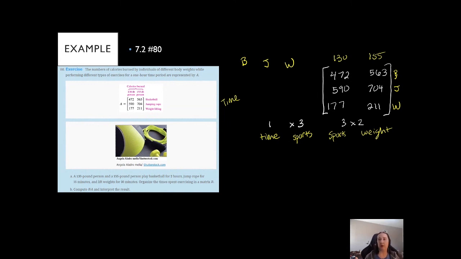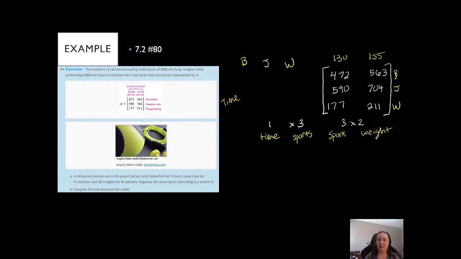Now notice we have different units here. So 2 hours, 15 minutes, 30 minutes. So we have to make sure they're all in the same units. The stem of the problem, the original part at the beginning, says that this is for a 1 hour time period. So those numbers for matrix A are in a 1 hour time period. So we want to make sure that all of our units are in terms of hours.